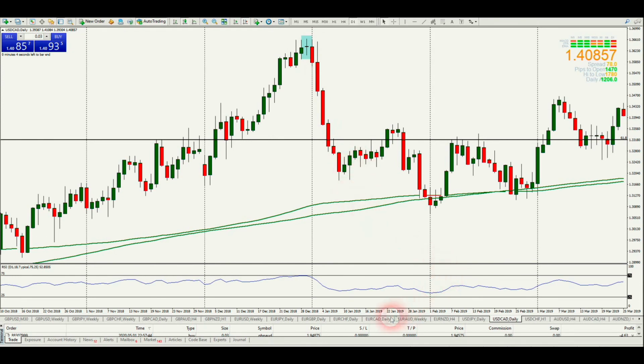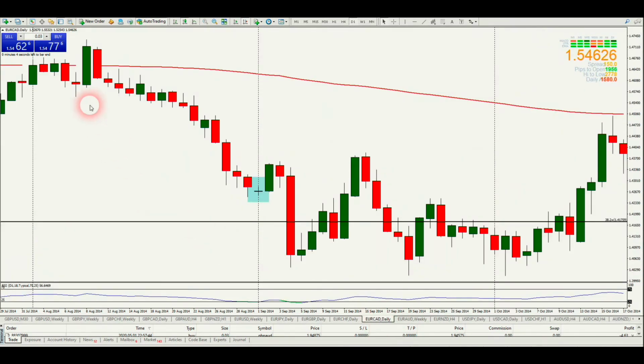If we look at a Euro CAD daily chart, again, less convincing. A bearish run down here. We've got an indecision candle. It's a Morning Star reversal, indecision. The bulls have stepped in, pushed the price up, but they've given up to the bears. They've pushed the price back down again, and we've seen some sideways movement subsequently.